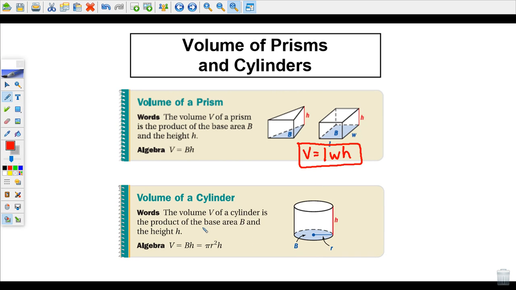For a cylinder, same idea. Area of the base times the height will give you the volume. Well, the base is a circle, so we know that the area of the base is going to be pi times radius squared. So this part right here, pi times radius squared, is the area of the base. And then we multiply that by the height. So we'll use this formula, volume equals pi times radius squared times height, to find volume of cylinders.